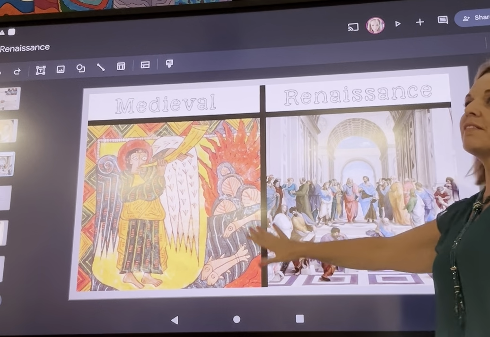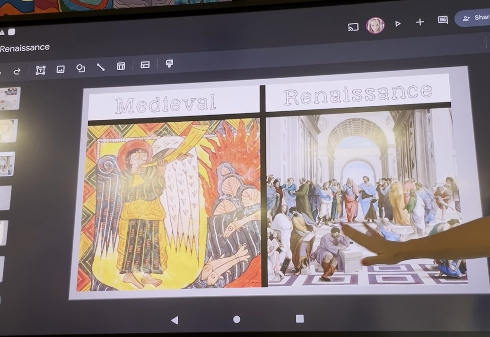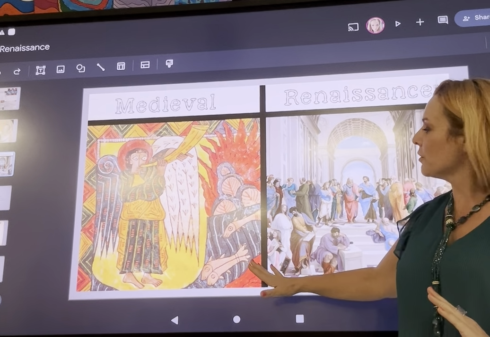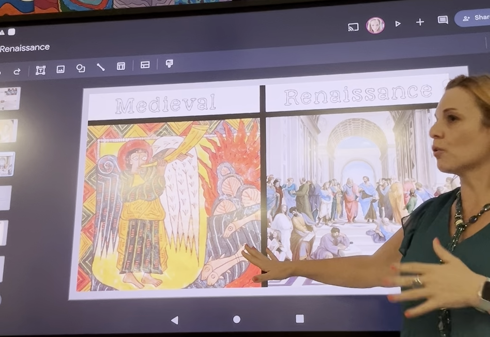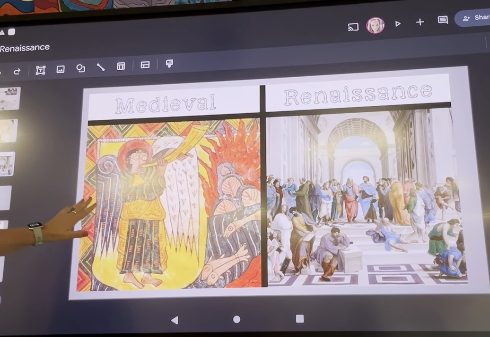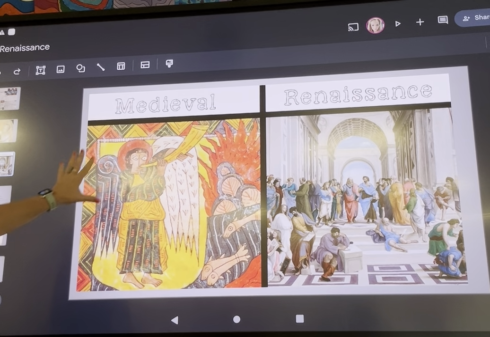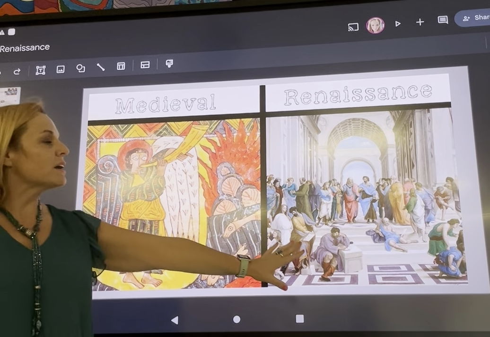So we have on the left, very flat, very religious. The colors are bright. The figure does not look realistic. This is a religious story of Jesus transforming the Sea of Galilee and feeding with loaves and fishes. And what you're seeing here is going to transform very quickly, as you can see in the Raphael School of Athens.